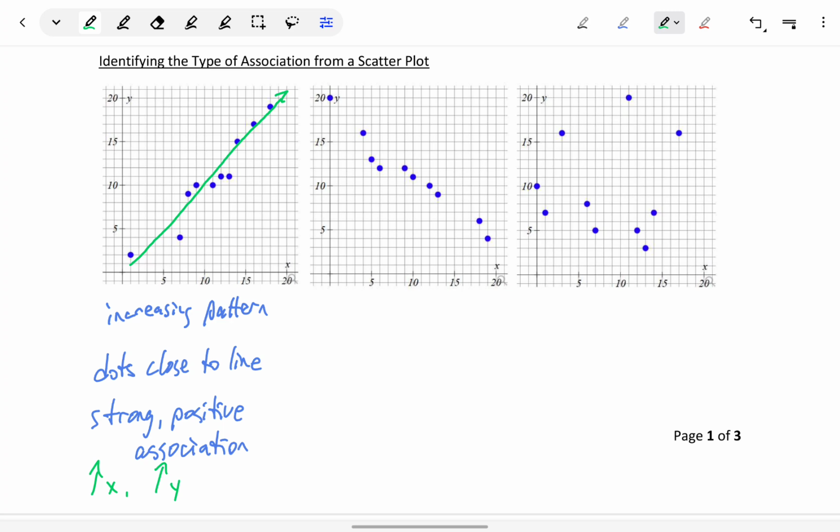while the data doesn't follow a perfectly straight line pattern, it is fairly close to that straight line that we can sketch through the data. If we compare this to the second graph, what we see as we read this graph from left to right is more of a decreasing pattern. Still, the points are relatively close to that straight line pattern that we sketched through. So we would refer to this as a strong negative association.